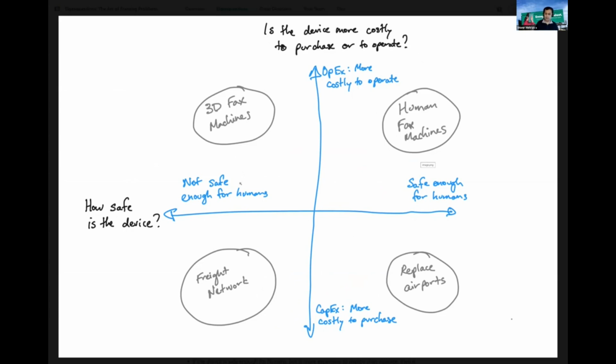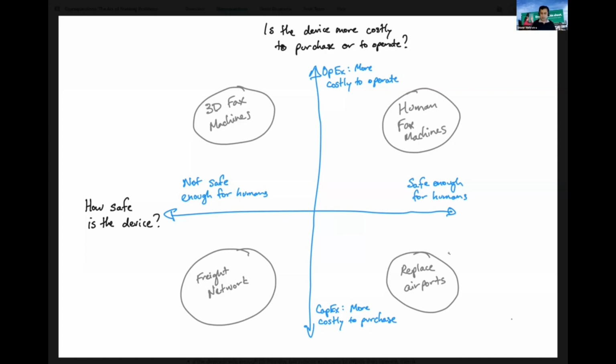Is it safe enough for humans or not safe enough for humans? And if it is safe enough for humans and more costly to operate than to purchase, then we should run it like human fax machines. We should give them out to everybody. They're cheap. We should give them to everybody. And then when they want to use them, they'll use them.